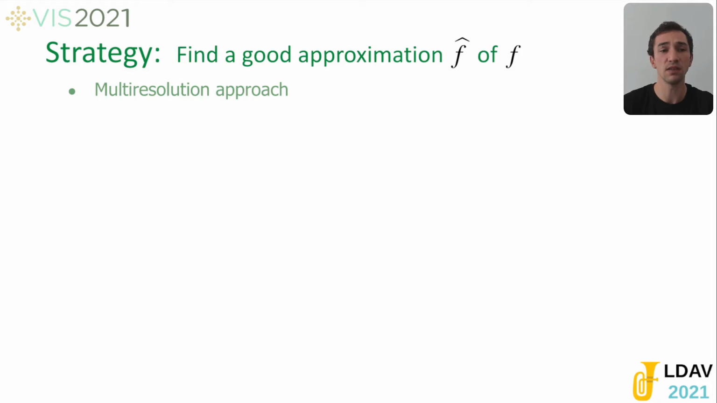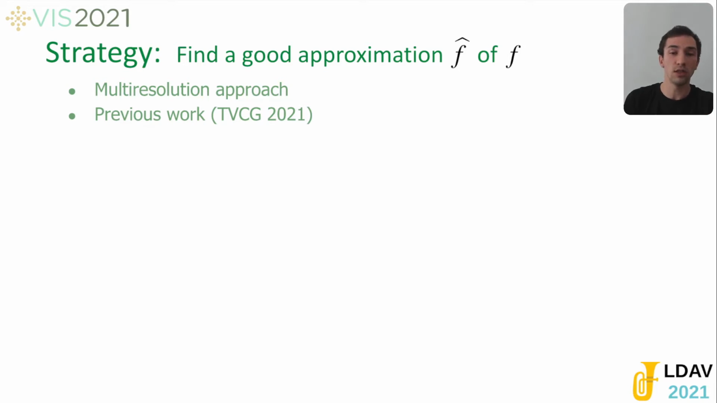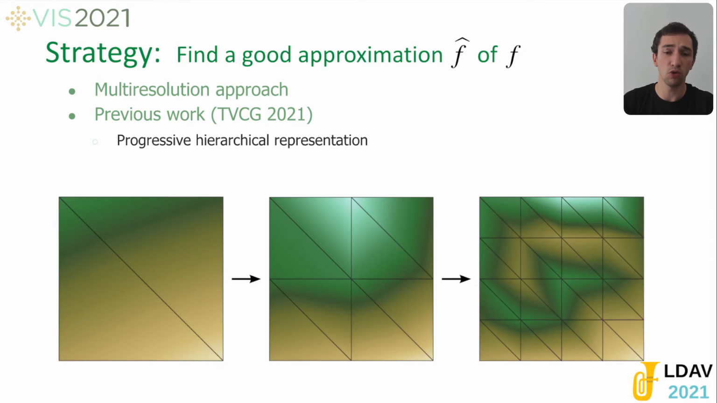And to achieve this, we base our approach on a previous work that was published in IEEE TVCG this year, that I will actually present later this week. So in this work, we introduced a progressive approach to the computation of topological representation of scalar fields. And we used a progressive hierarchical representation of the input data that enables efficient updates of topological representation between resolution levels.